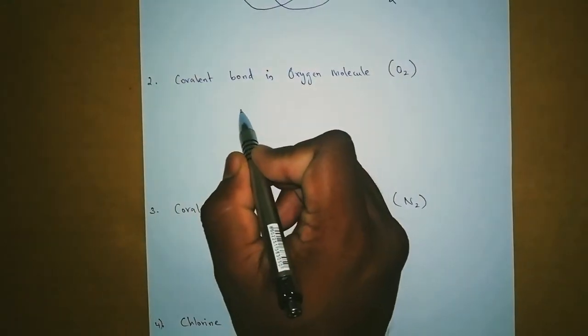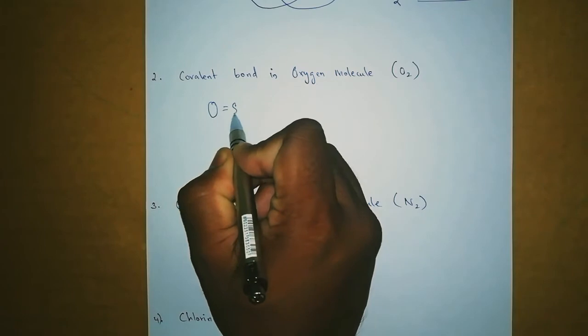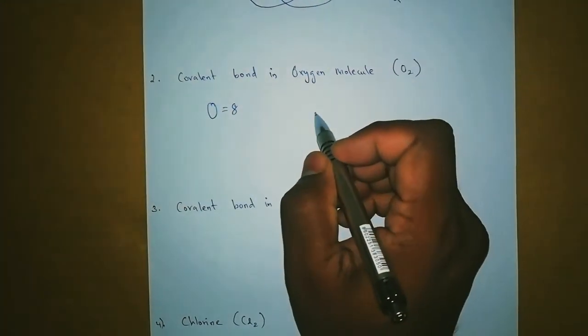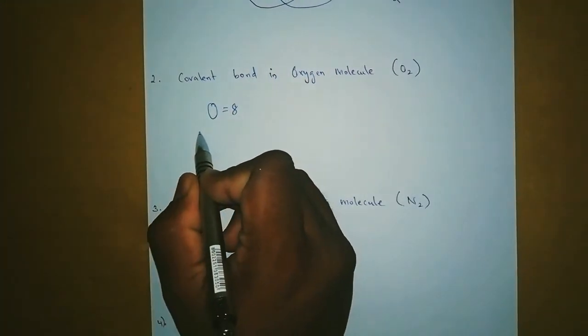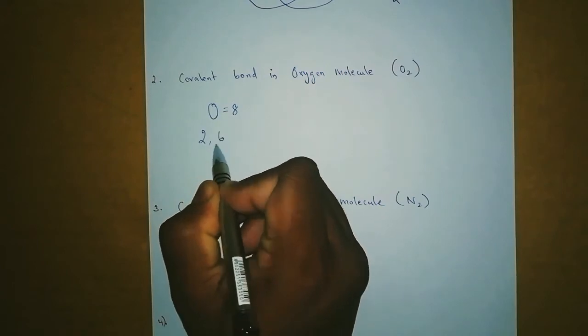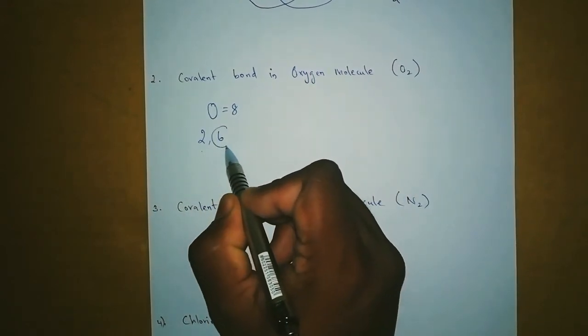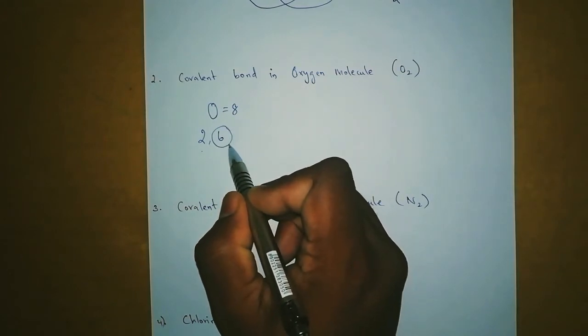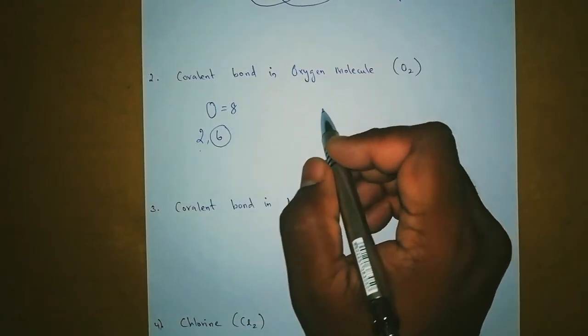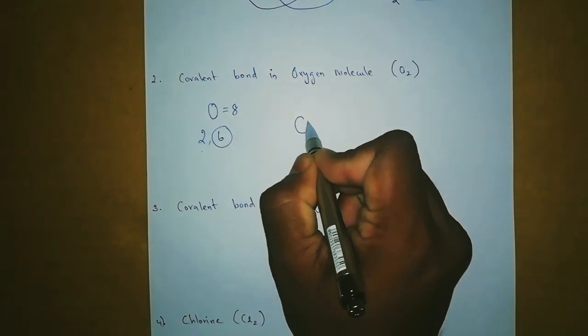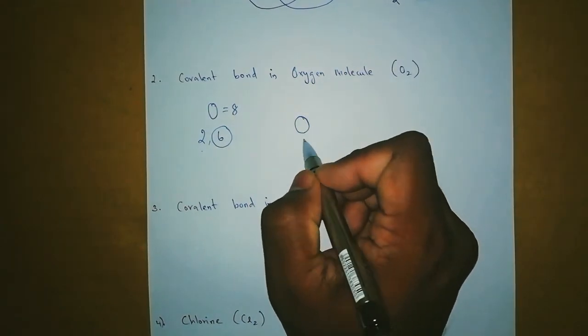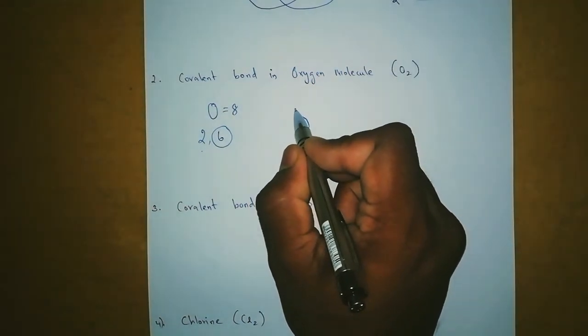Okay, let's take oxygen. Oxygen's atomic number is 8. And what is the electronic configuration of oxygen? Yes, 2 and 6. First shell में 2 and last shell में 6. Always the last shell will be taken because only the last shell is going to participate in the chemical reaction. Okay, now draw the oxygen. This oxygen is having 6 electron in the outermost shell. So I can draw like this.